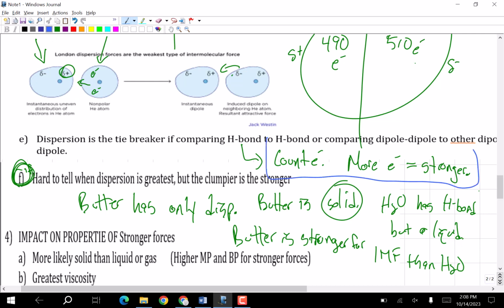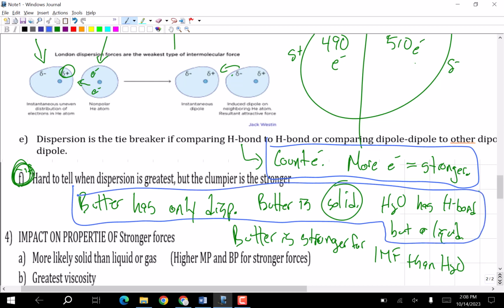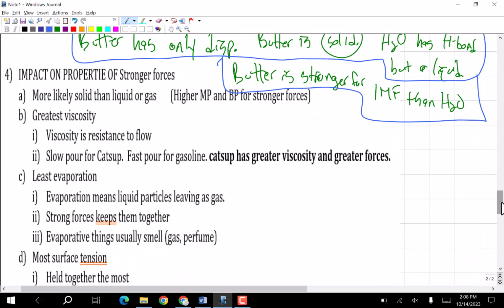So let me put these things in ways that make sense. Okay? All right, so what does it mean to have a stronger force? Well, that means we're going to see some properties that'll be a little different. If you have a stronger force, you're more likely to be a solid like butter than a liquid like water. It'll have the greatest viscosity. Viscosity is resistance to flow. So if I'm pouring ketchup, it would be very slow. But if I'm pouring gasoline, it pours very quickly. Ketchup has a greater viscosity and greater forces.